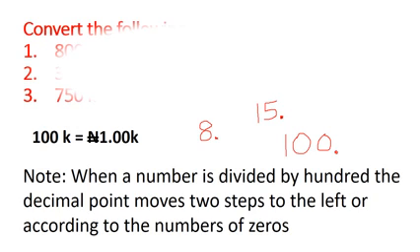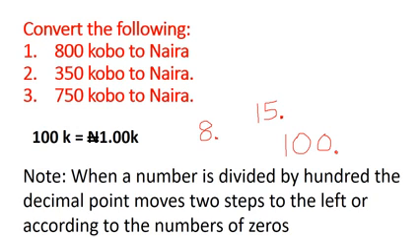Convert 100 Kobo to Naira. Then we have 350 Kobo to Naira. Number 3 is 750 Kobo to Naira. Now always remember this, that we have 100 as our basis of conversion. So we are going to divide these numbers by 100, but we want to use the decimal point method.